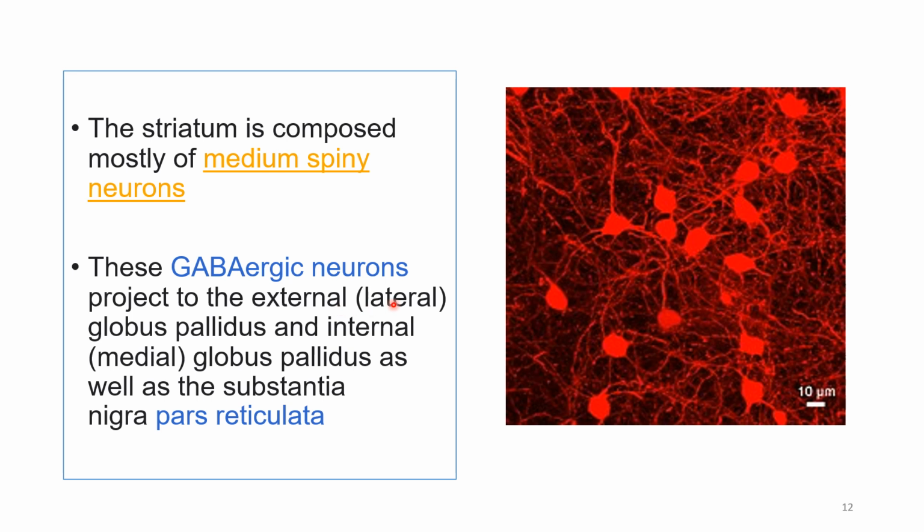These are GABAergic neurons which project to the external globus pallidus and internal globus pallidus. External globus pallidus is located laterally and internal globus pallidus is located medially. These also project to the substantia nigra pars reticulata. So these GABAergic neurons project to three parts: globus pallidus externus and internus, as well as substantia nigra pars reticulata.